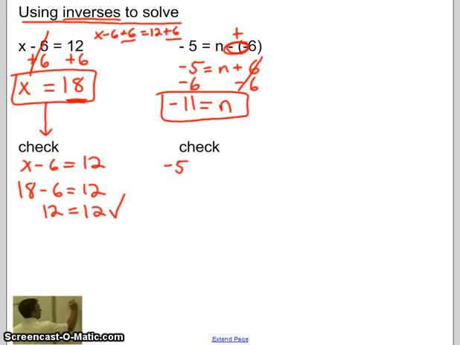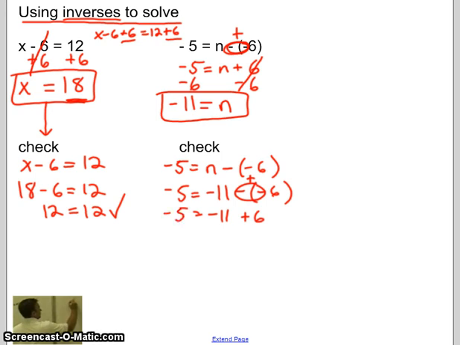The original equation was negative 5 equals n minus negative 6. And we got negative 11 for n, so let's plug in the value, negative 11 for n. Write the rest of it out. Simplify here. Okay, negative 11 plus 6. Remember, different signs. We find the difference, meaning subtract, and take the sign of the bigger number. Negative 5 equals negative 5.